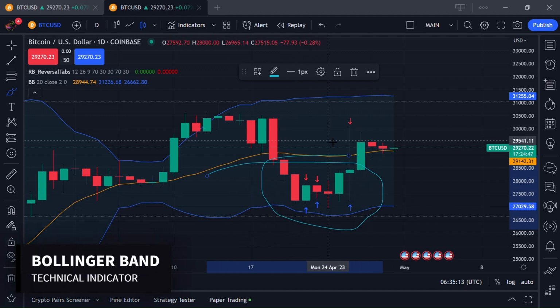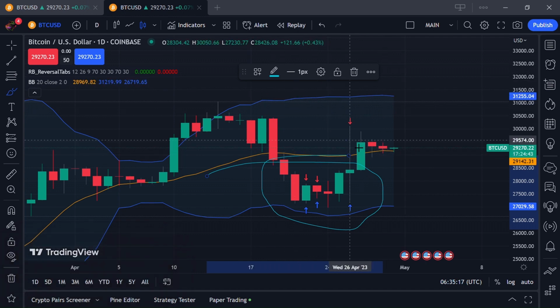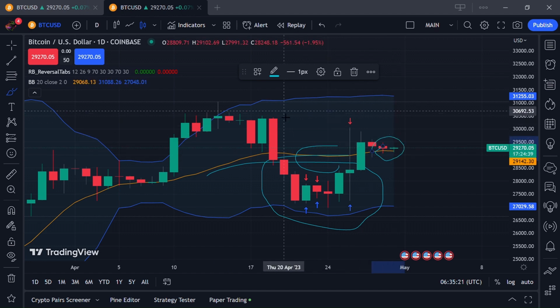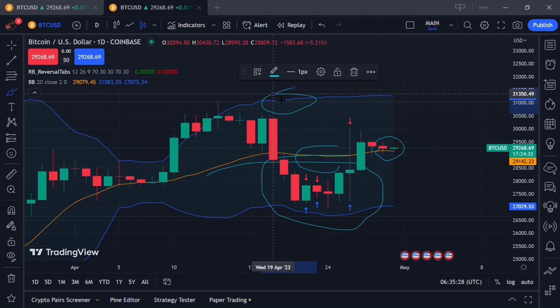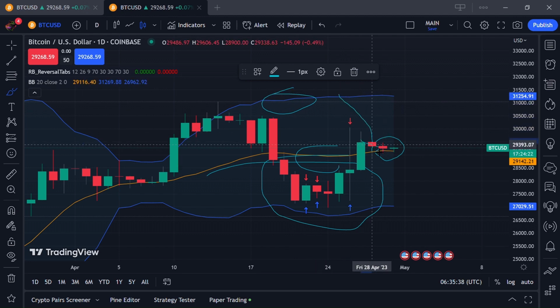The easiest explanation for the Bollinger Band is that if the candlestick is above the moving average, which is the yellow line, that means it's going to be an uptrend. If it hits the topmost band of the Bollinger Band, it's being overbought, so you can expect a downtrend. The market would be going down.